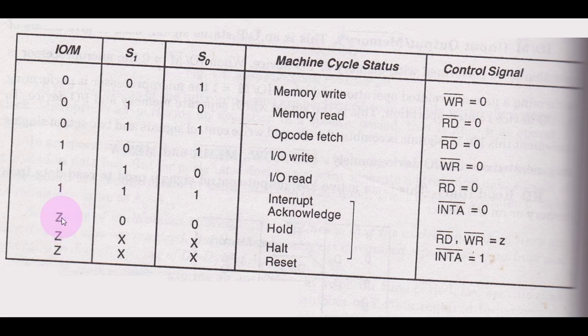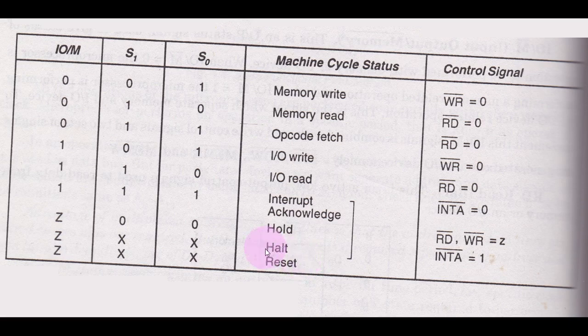So in binary logic, there are two states, 0 or 1. But if you do not want to use these two states, then there is a high impedance state. You are already aware of that, I guess, from your digital logic course. That high impedance state is represented by this Z symbol, right? So this is the status for hold, and in that case, your read and write will be in a high impedance state. This means that they will not be read as 0 or 1.